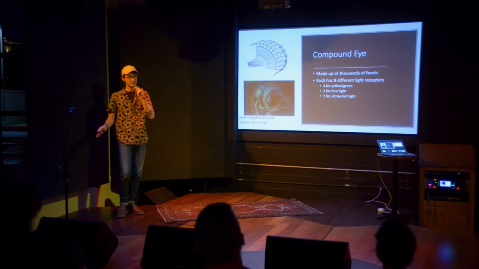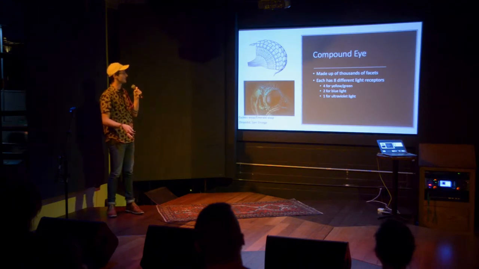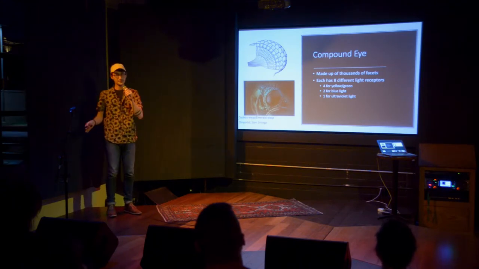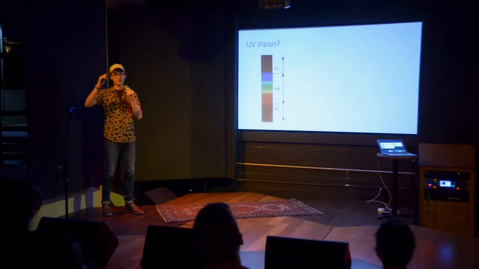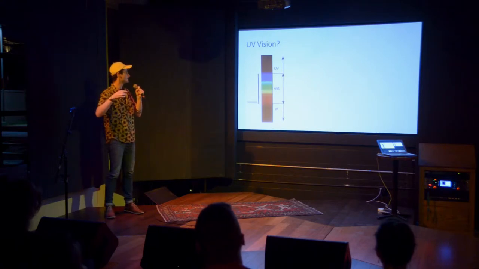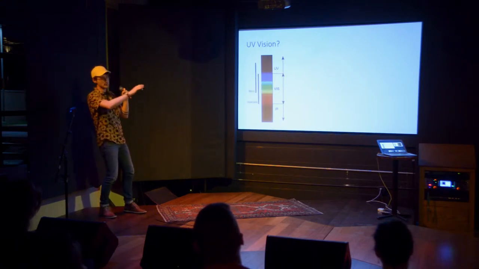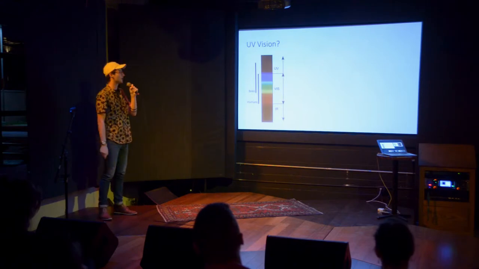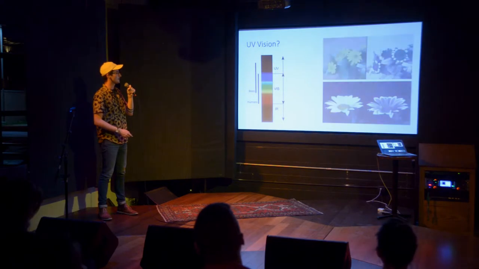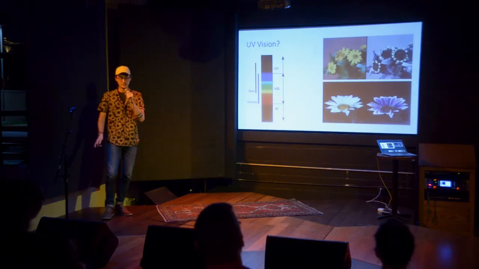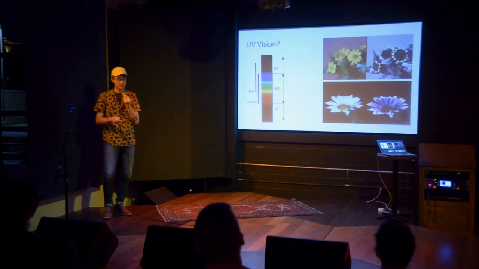We could talk about this all day, but the compound eye is comprised of tons of facets, and the part that we really care about for this talk is the fact that they have receptors for yellow and green, and then blue, and then ultraviolet, which is super awesome. So while we see in the visible light spectrum, bees will actually see a whole bunch of stuff that we can't see that are in the UV wavelengths of the light spectrum. So this has a whole bunch of really cool implications for this complex relationship that they have with flowers.